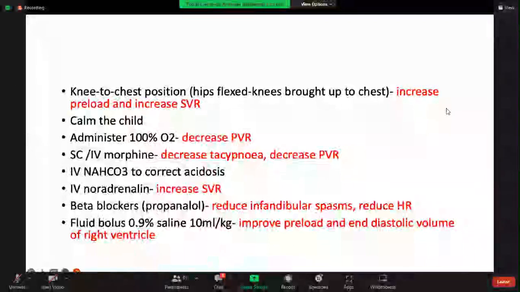Are you clear? Yes, madam. So you can't name recurrent chest infection as a complication of TOF. Yes, failure to thrive, they can have failure to thrive. What are the common complications? Cerebral abscess. Very good. Cerebral abscess. Why? What's the reason behind that?